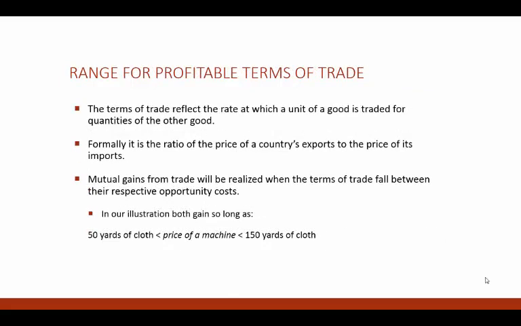So far, I provided just one possible rate of trade, one machine trading for 100 yards of cloth. This rate of trade is formally called the terms of trade, but it's not the only one possible. For mutually beneficial gains from trade, the terms of trade must fall between the two countries' opportunity costs of producing that good. In our illustration, this means any terms of trade at which a machine is traded for anywhere between 50 and 150 yards of cloth would provide mutual gains from trade over the outcome under autarky.